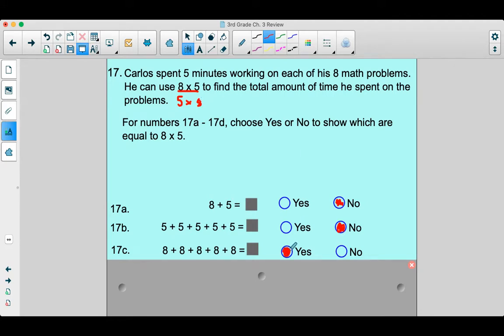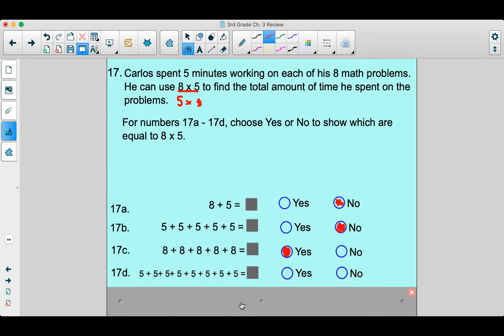It can be used. Okay, last one on this question. They've given us 1, 2, 3, 4, 5, 6, 7, 8 groups of 5. And that is exactly how you would read this. 8 groups of 5, 8 times 5. So that would be a yes. All right, so we've got no, no, yes, yes. I love when they give us patterns.